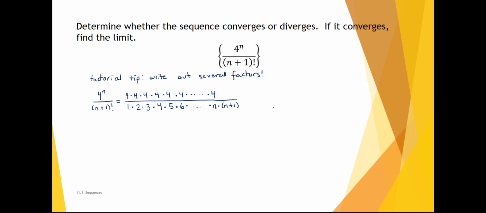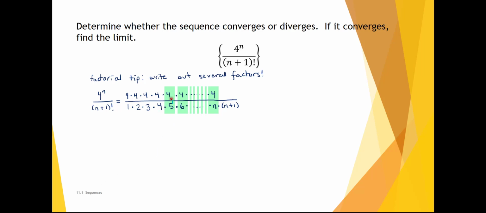And I've suggestively lined these factors up with the first n factors in the denominator. We can kind of get a hunch about what's happening. If we look at this and we imagine n getting larger, after the first few pairs of factors, the factor that's on the bottom is always larger than the 4 that's on the top.